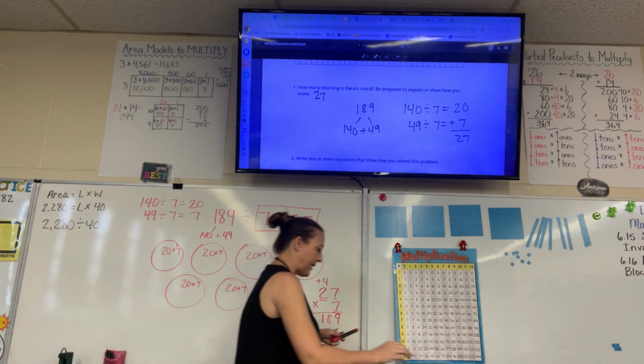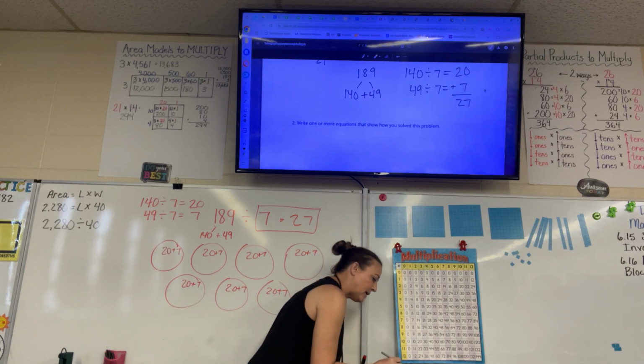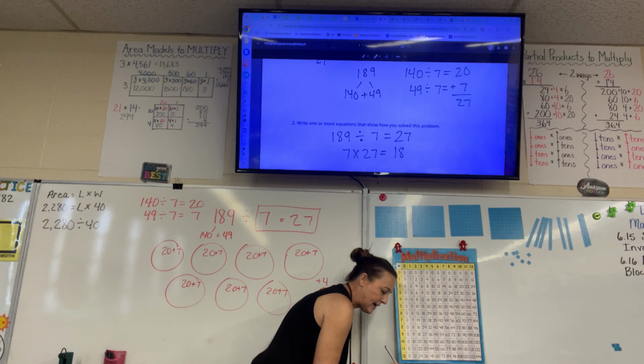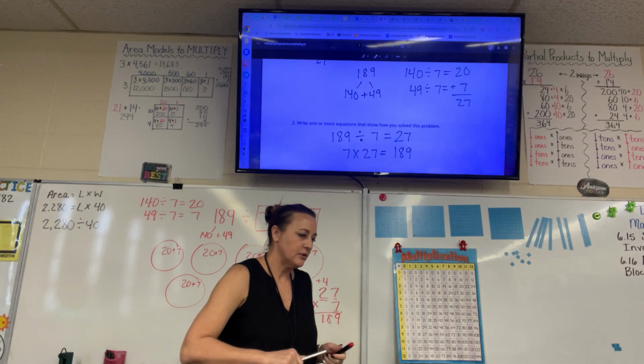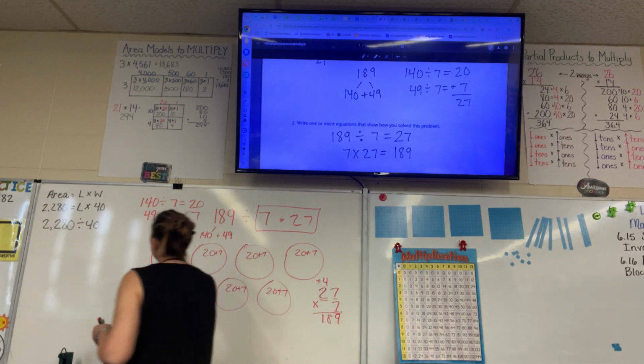Write one or more equations that show how you solve this problem. We started with 189 divided by 7, and that got 27. Then we multiplied 7 times 27 to get 189. So those are our two equations for this problem.